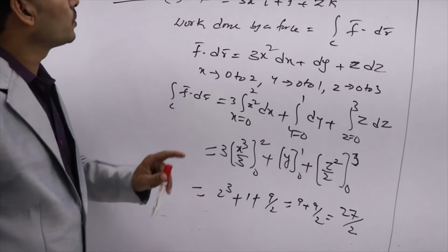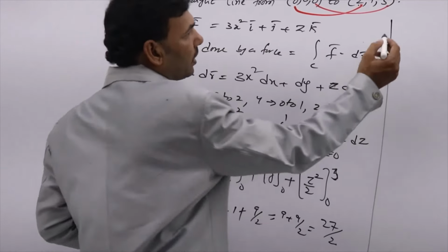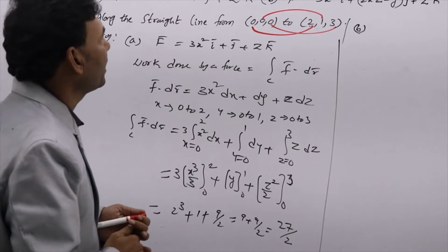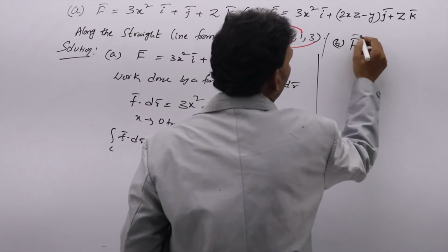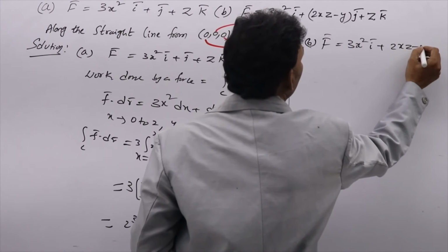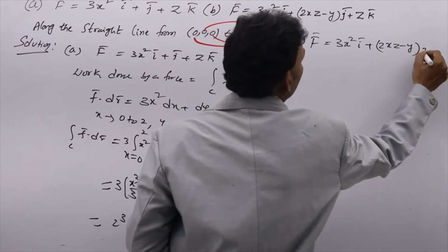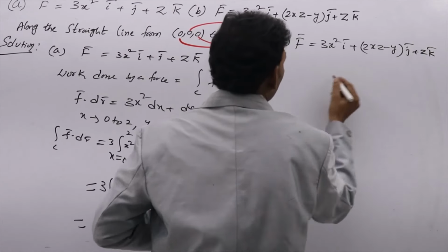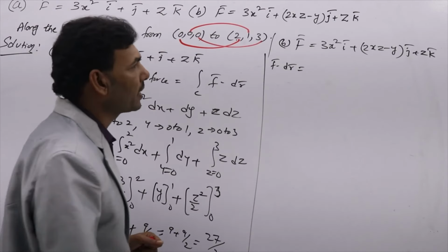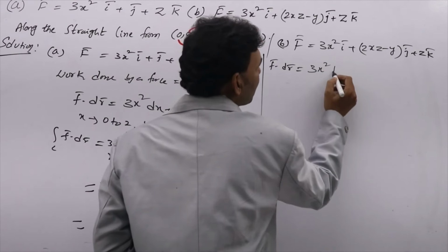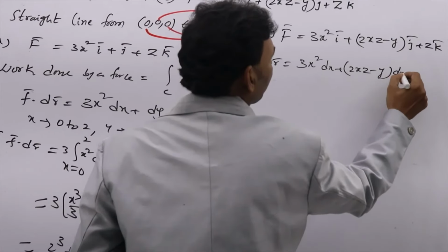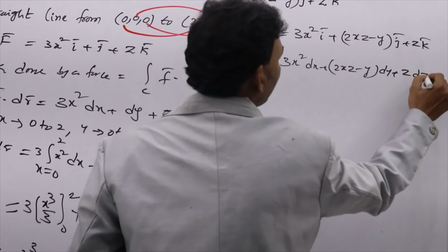Okay, now coming to the second bit, B bit. Here f bar is different. F bar is 3x square i plus 2xz minus y j plus z k bar. As earlier I said, f bar dot dr bar you can write directly by writing in the place of i dx, in the place of j dy, in the place of k dz.